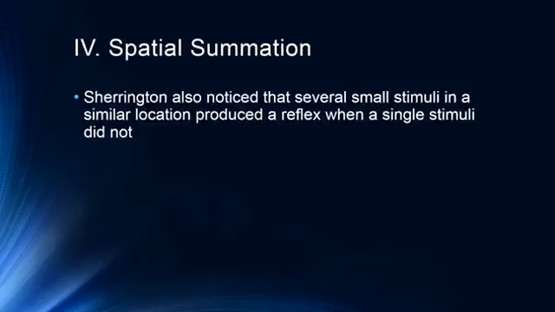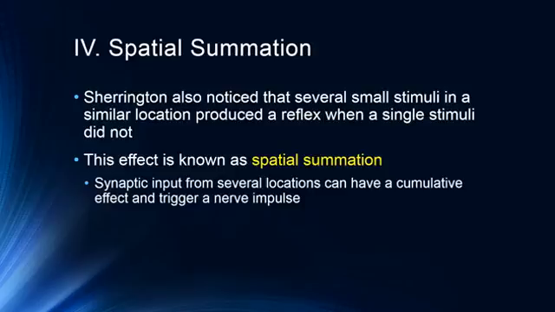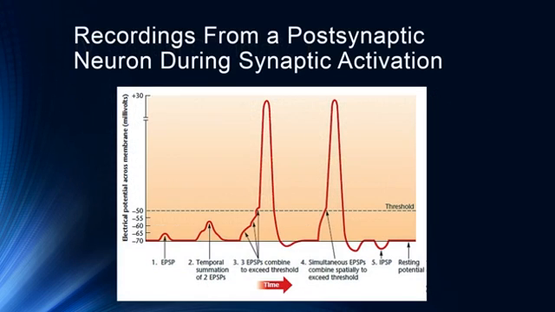Spatial summation occurs when we get stimulation at several different locations. Sherrington also noticed that several small stimuli in a similar location produced a reflex when a single stimulus did not. So not the same location, but very nearby. This effect is known as spatial summation. We get synaptic input from several locations, which can have a cumulative effect and trigger a nerve impulse, because they are summing on the same neuron coming from several different locations.